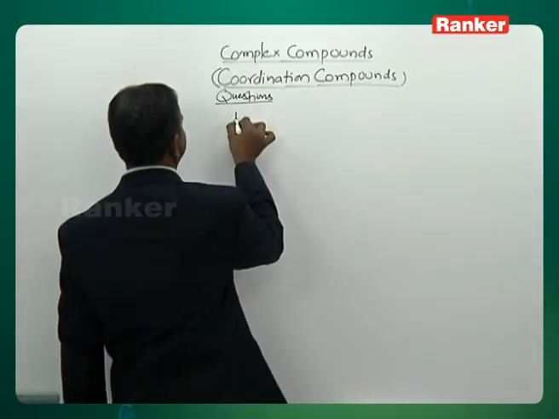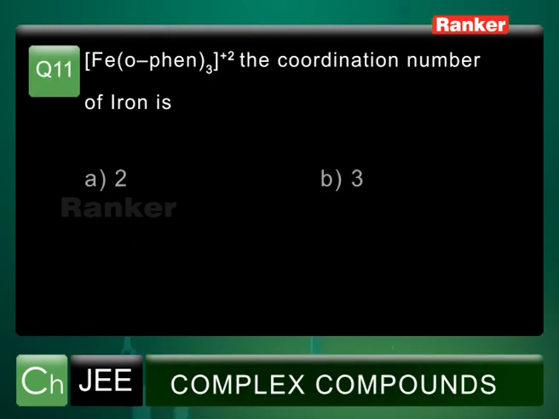Question number 11. Fe(phen) taken thrice plus 2. The coordination number of iron: option A is 2, B is 3, C is 5, D is 6. These are the options given.